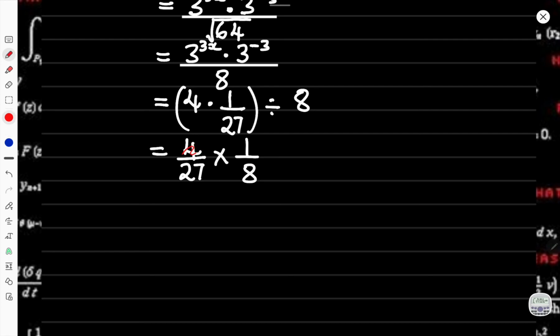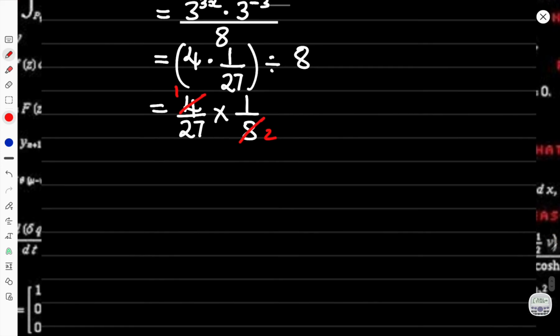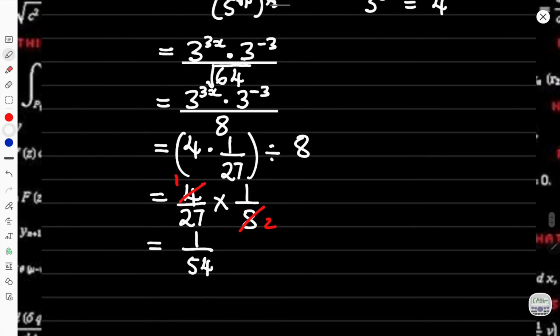Then we remember that 4 goes into 4 once and 4 goes into 8 twice. So this is the same as 1 over 54. There's the answer. The answer is 1 over 54.